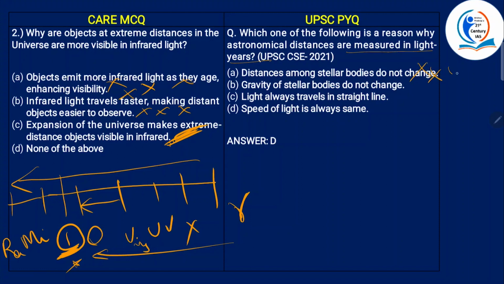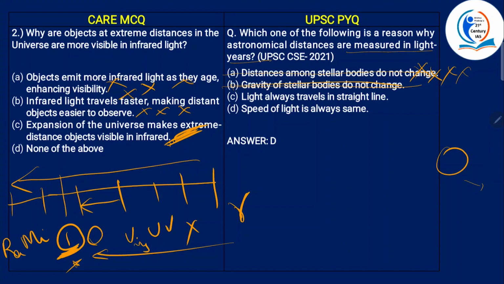This is absolute nonsense because the universe is expanding. This statement is contrary to that one. So this is absolute nonsense. That is gone. Gravity of stellar bodies do not change. This is also absolute nonsense because gravity is proportional to the mass of those stellar bodies, and there are stellar bodies which continuously lose mass, or they acquire mass. So this is also nonsense.